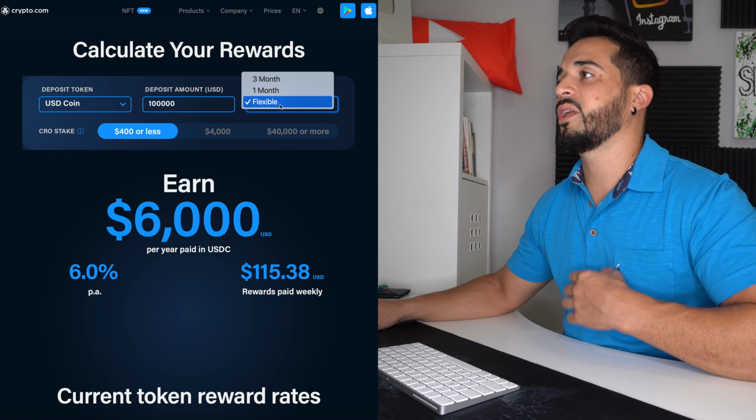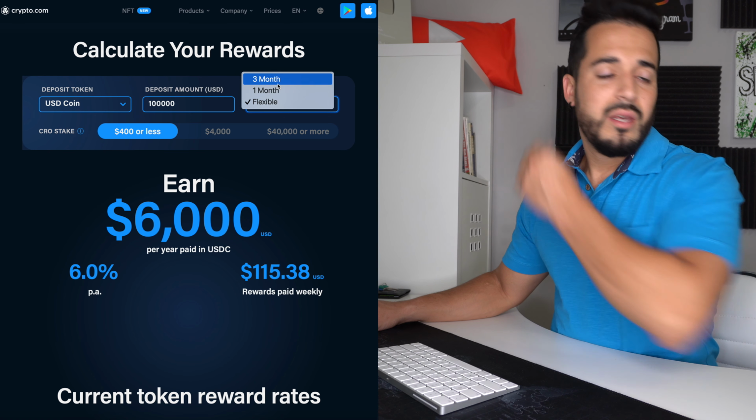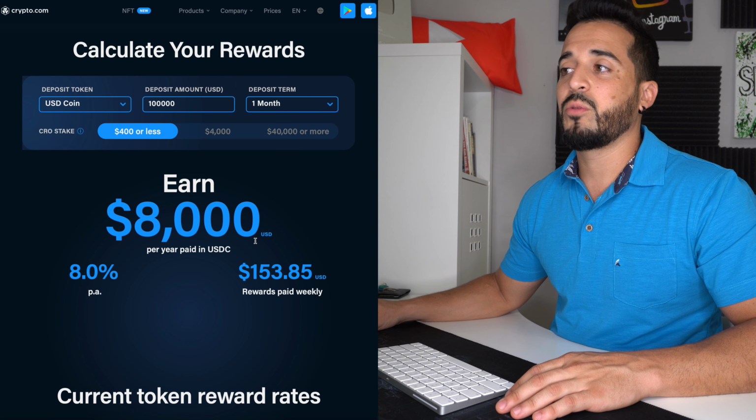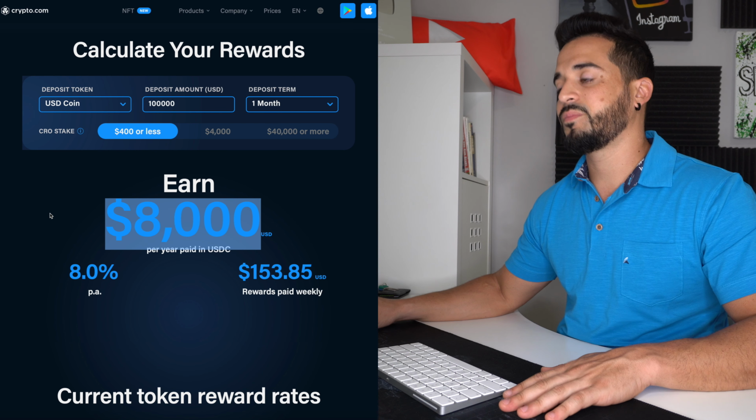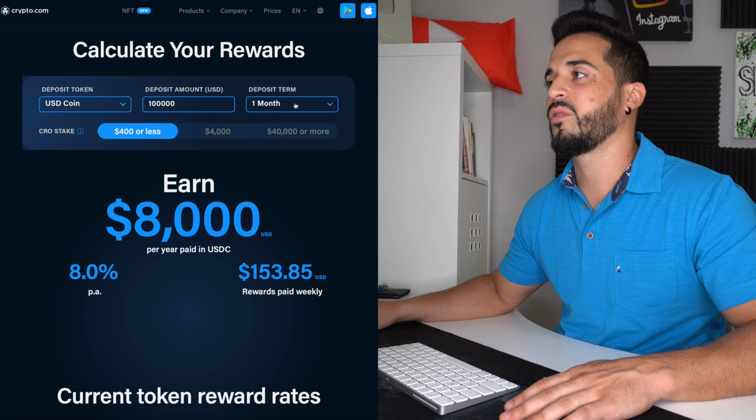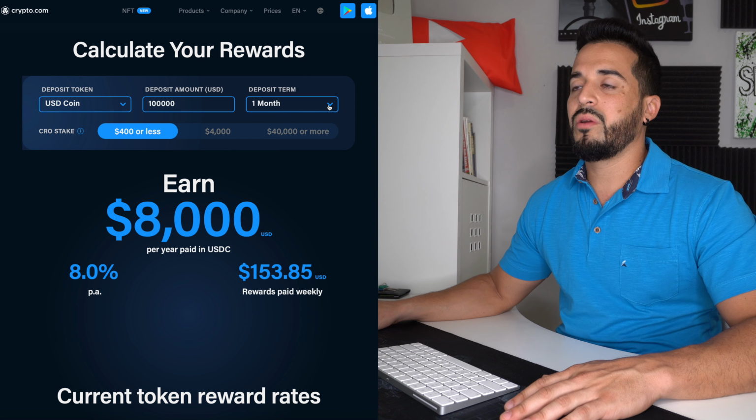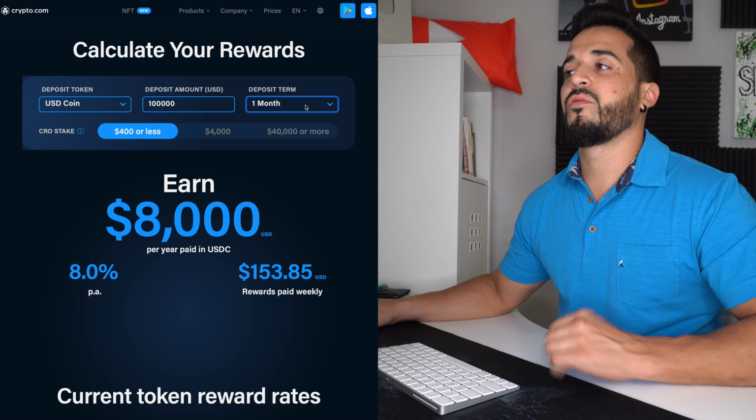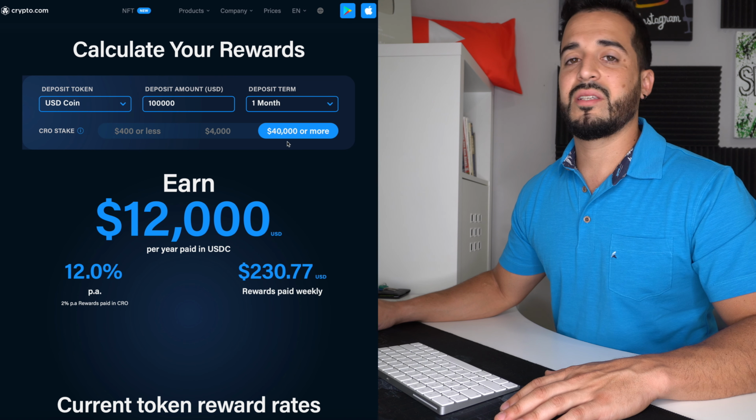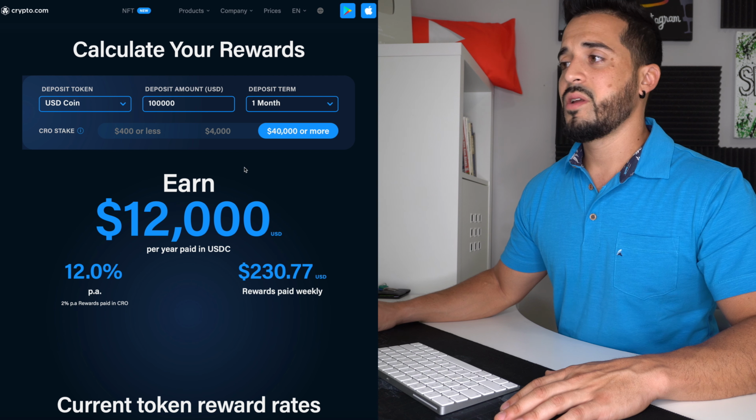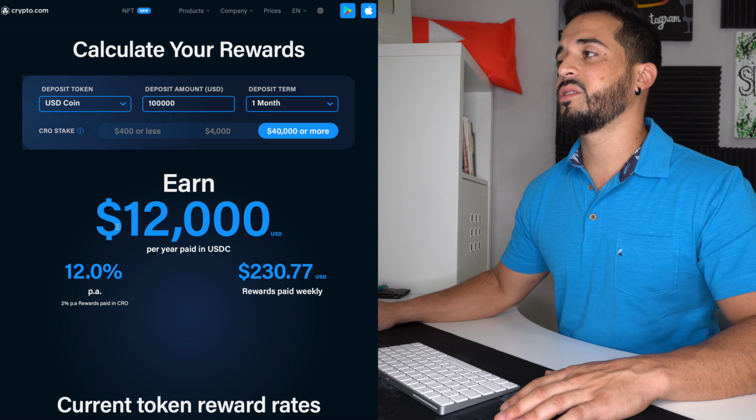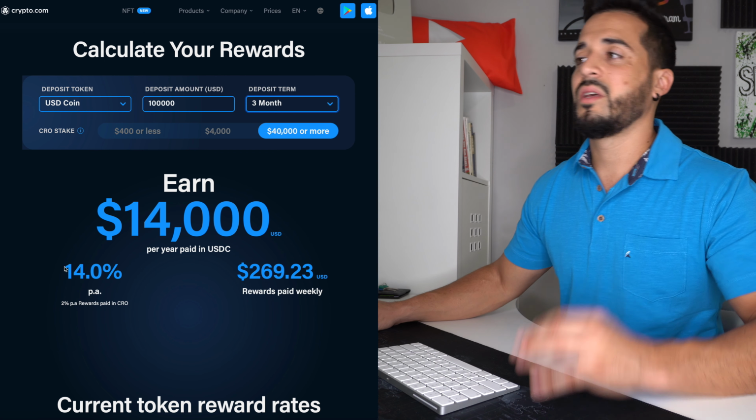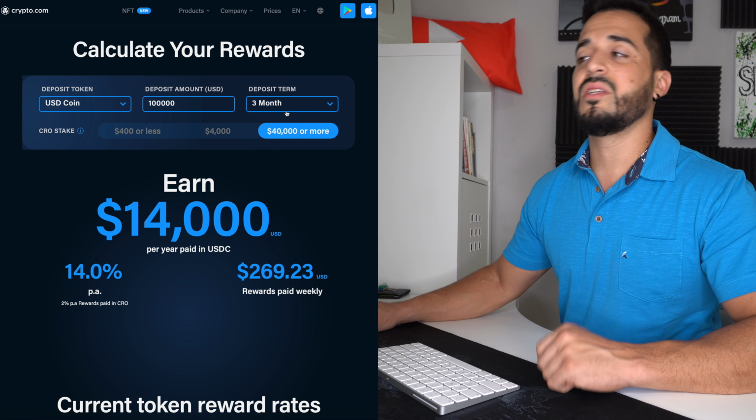I personally would most likely go to flexible or 1 month, because after I sell into stable coins, I'm going to be looking to jump back into the crypto market as soon as the correction is done. And I wouldn't want to keep it in there for more than a month. So I would either go with 1 month or flexible personally, so that I can dollar cost average back into the market. If you select to stake 40,000 or more, then you can make 12% on 1 month and then 14% on a 3 month term, locking your USD stablecoin.